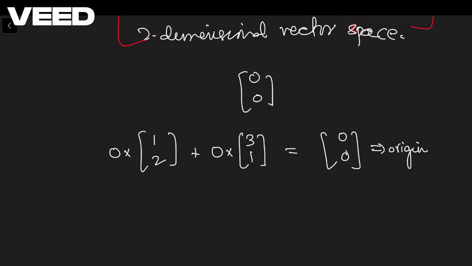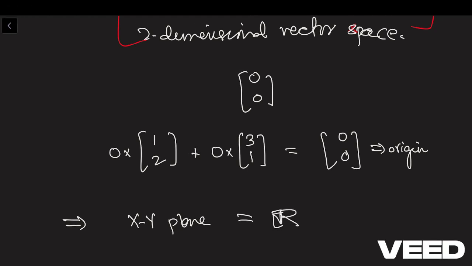I hope you understand the concept of vector space, essentially a two-dimensional vector space. So we can represent the xy plane as a vector space like this, a two-dimensional vector space. Okay, this is a two-dimensional vector space. I hope you understand this point.